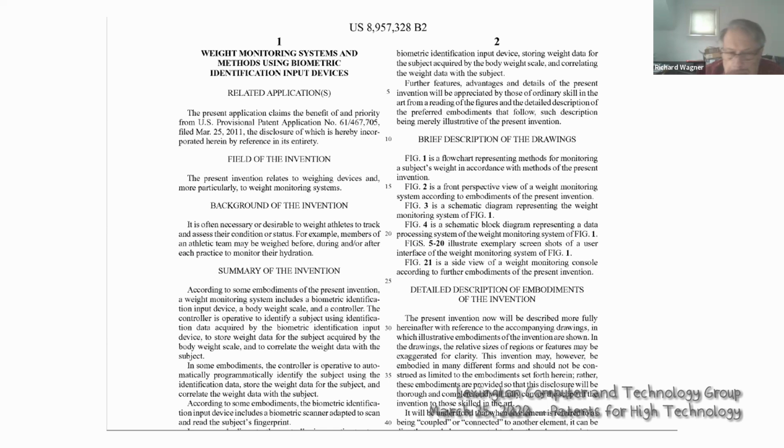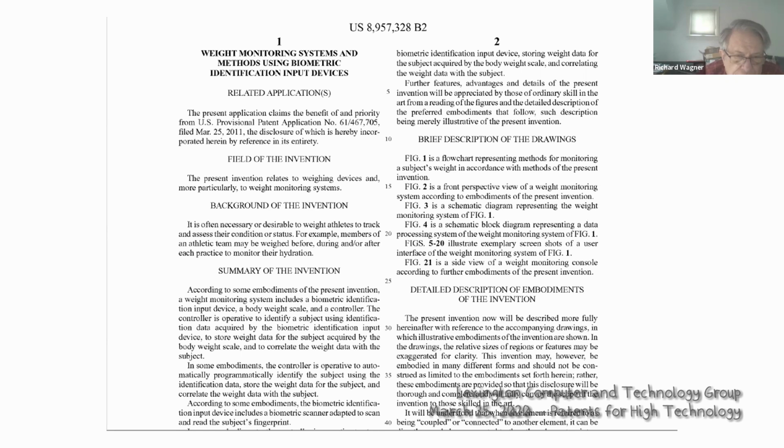The next section is called detailed description of embodiments of the invention. Here, the inventor, or the inventors, are going into much more detail about what the invention is, describing it in some detail. So let me read this paragraph here to give you some sense of how this feels as you read it, and particularly in comparison to what was in the summary of the invention.